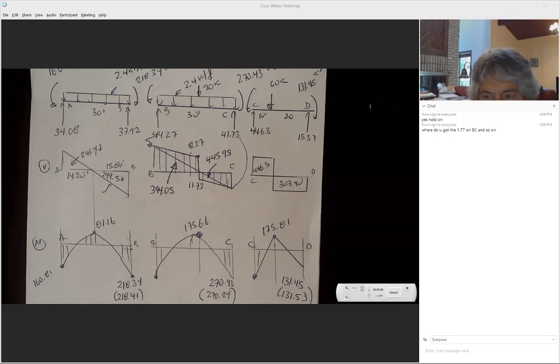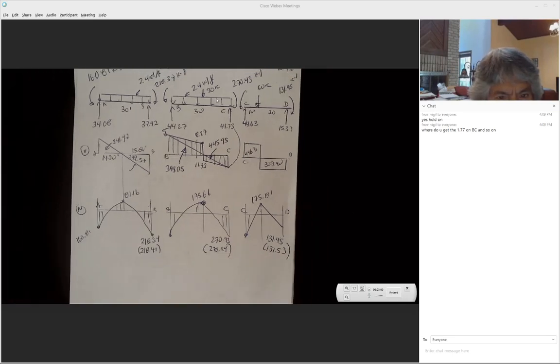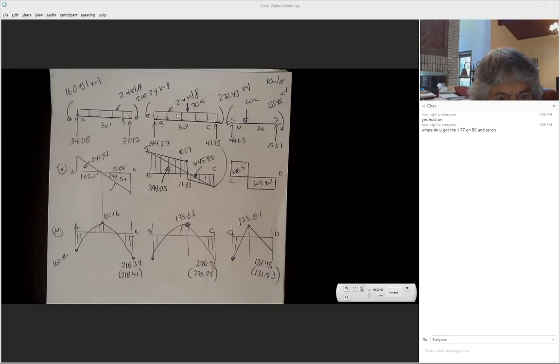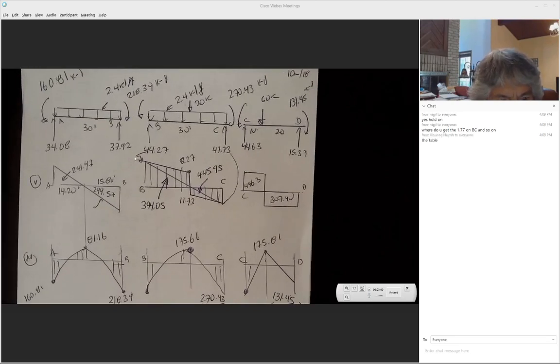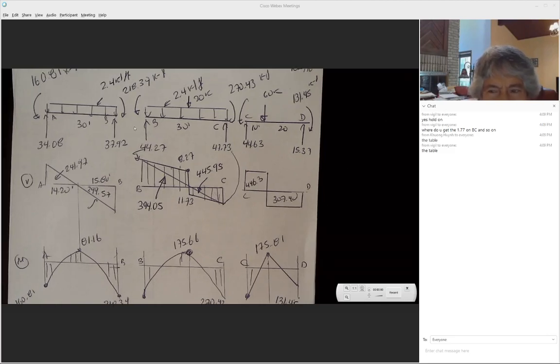1.77 on BC. This is BC, 1.77, from BC and so on. The table, 1.77. No, but what are we talking about? We're talking about the 1.77. Now you confuse me.